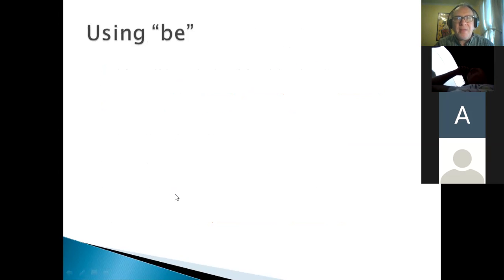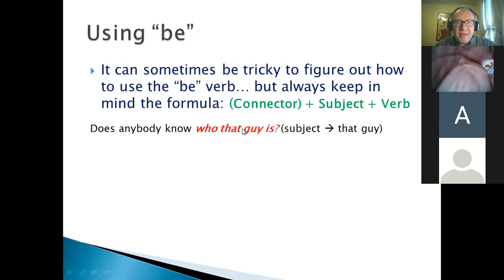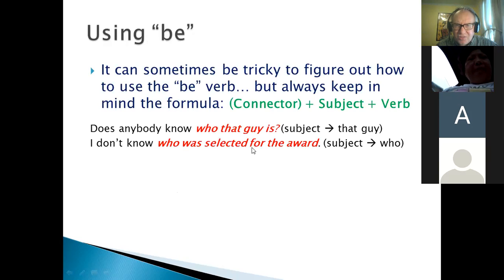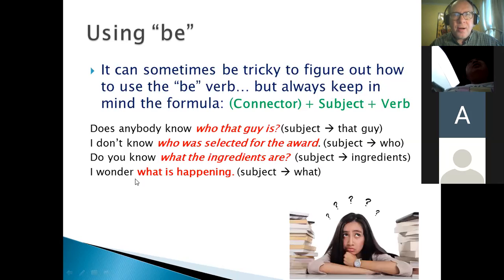All right. Be verb. Be verb is always tricky, right? But keep in mind our formula: connector, subject, verb, right? Does anybody know who that guy is? Subject is that guy, right? So I put is way over here at the end. I don't know who was selected for the award. In this case, who is the subject? Do you know what the ingredients are? Here, the subject is ingredients, so are is way over here. I wonder what is happening. The subject is what?